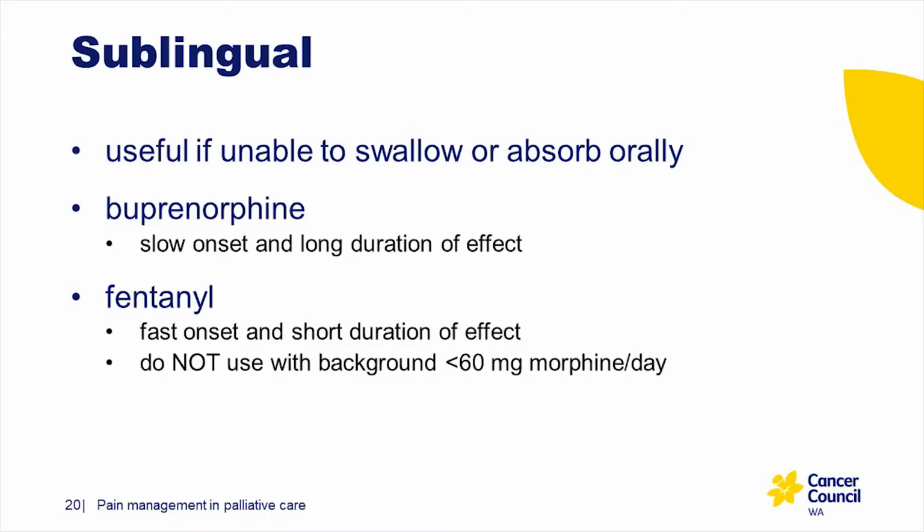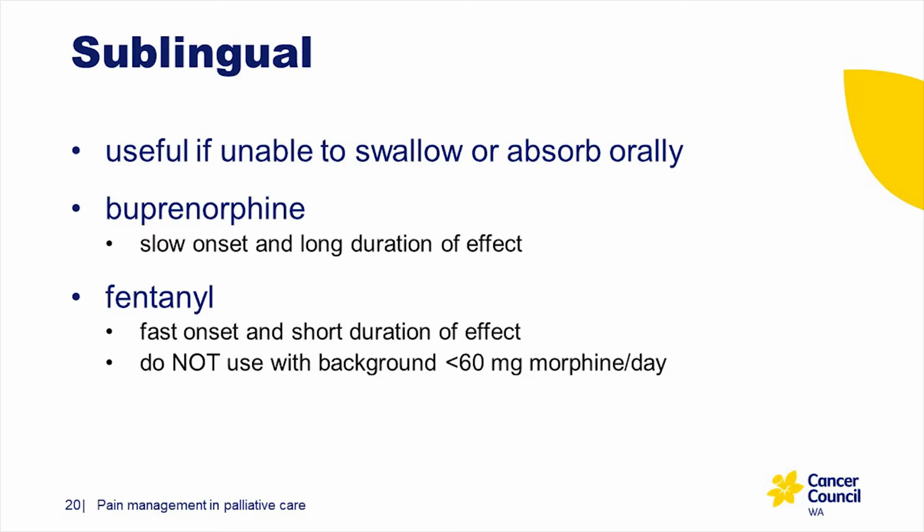So we titrate, as I said, with a different opioid, and once we've reached a stable dose or their pain is stabilised, then we will switch to a patch. The sublingual route is very useful for patients who aren't able to absorb orally as well as not able to swallow orally. And buprenorphine tends to be our analgesic that we will use in that situation. We need to be very mindful if we're using buprenorphine that it takes a long time to have an effect and also has a long half-life. So it's quite different to other opioids that we use.